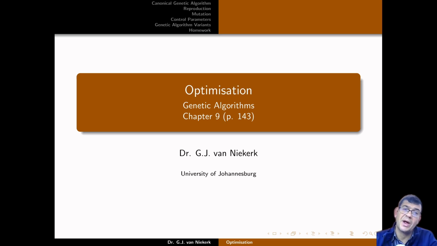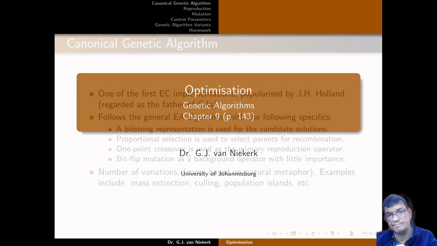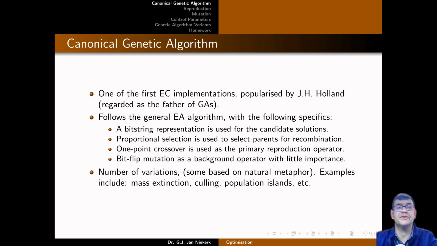Good day everyone, and welcome to the second lecture in the optimization module. Today we're going to have a look at genetic algorithms, which of course is a specialization of evolutionary algorithms which we covered previously. When somebody refers to an implementation of an evolutionary algorithm, they most probably refer to a genetic algorithm. It's one of the first easy implementations. It's pretty straightforward to implement, and it's actually pretty powerful.